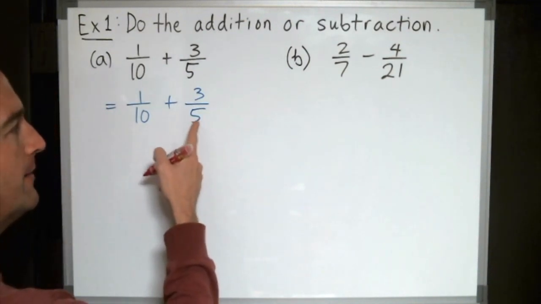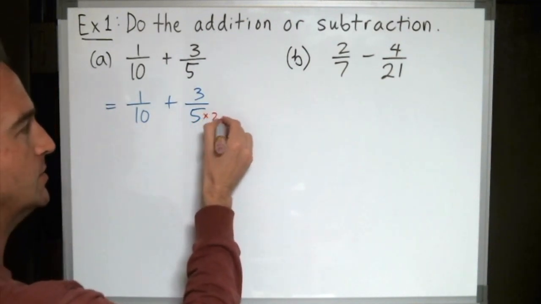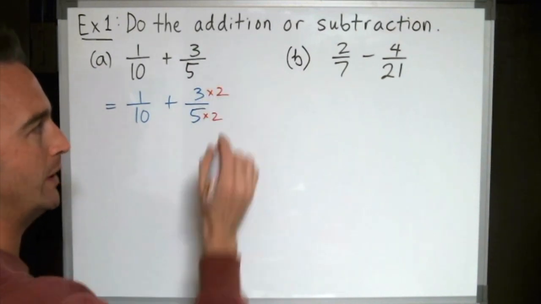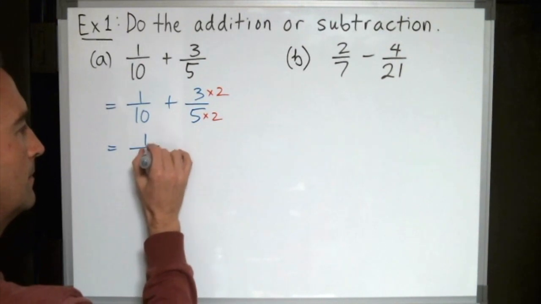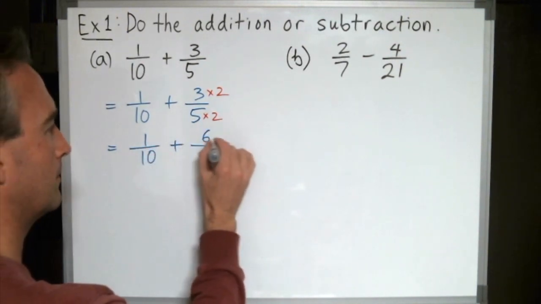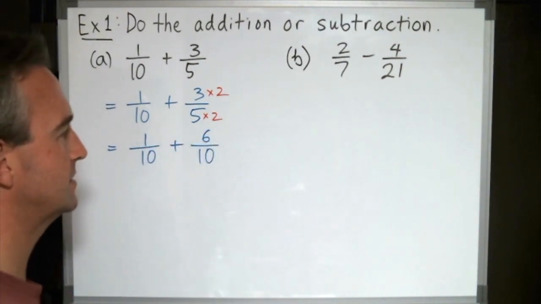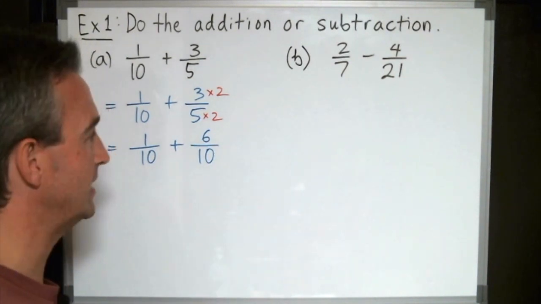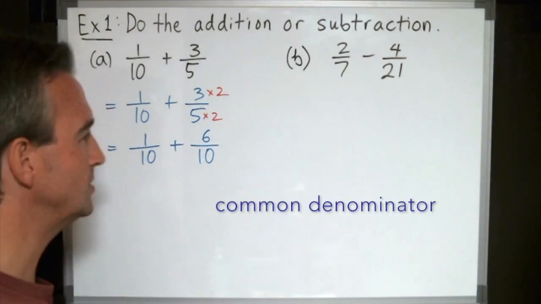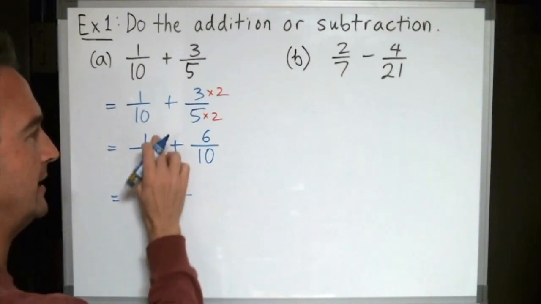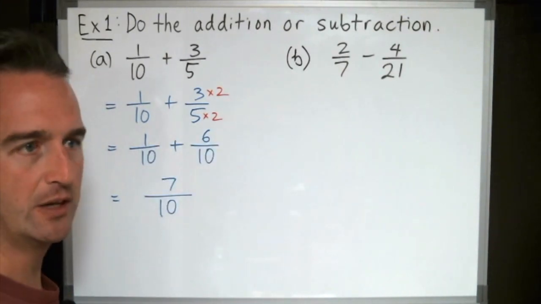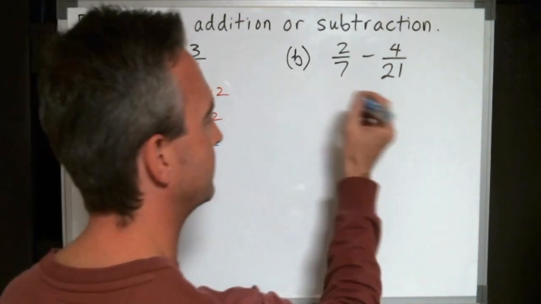So to turn a 5 into a 10, I could multiply that by 2, and I've got to do that to the top as well, which is going to make this whole question become 1 over 10 plus 6 over 10. Yes, we now have a common denominator. We can add these two. Denominator of 10. 1 plus 6 is 7. There we go.